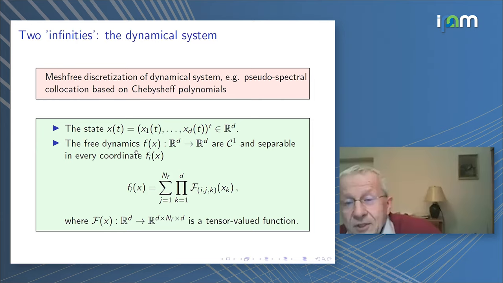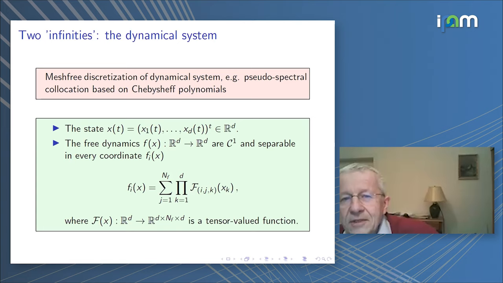We make an assumption on the free dynamics, F, a structural assumption, namely that they are separable in each of their coordinates. So F_i is a finite sum of a product of functions in each coordinate. So instead of having one function of several coordinates, we're having a product of functions of one coordinate each. That's the structural assumption. By the way, if one discretizes PDEs, that's an assumption, but there are many PDEs which fall in this class where eventually one has a separable structure. All right. So we take that as a first step.